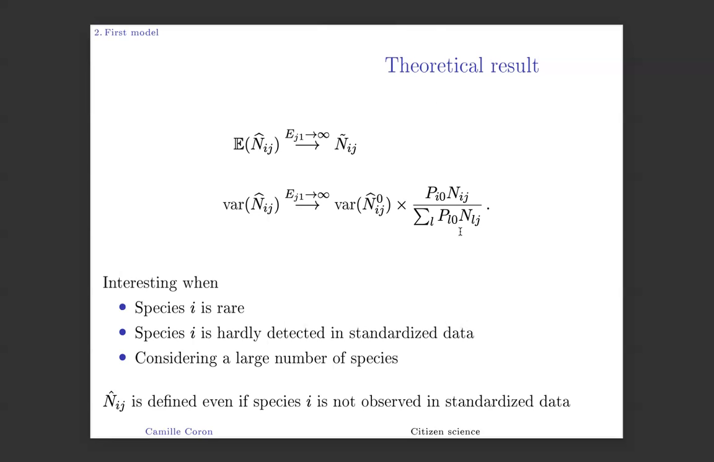And the last comment on this is that the estimation is also defined even if species i is not observed in the standardized data set, which obviously you cannot do if you have only the standardized data set. So combining the two data sets allows us to make predictions also for species that were not in the standardized data set, which is particularly interesting.